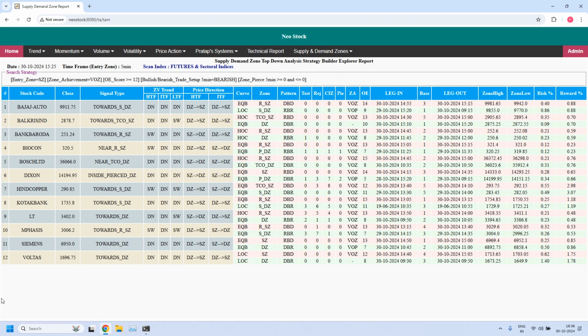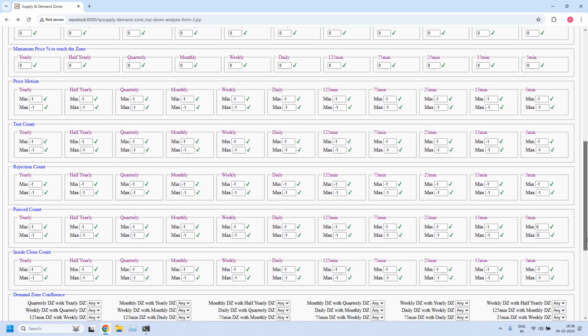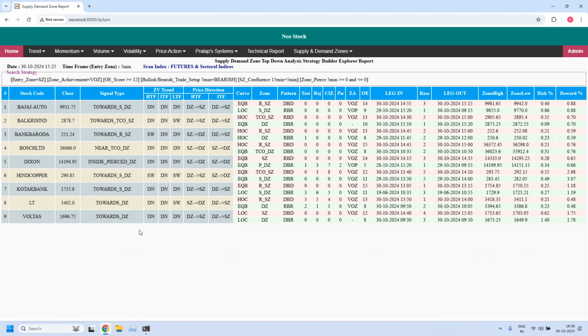Entry time frame 5 minutes, entry zone, supply zone, 5 minute supply zones. In these 5 minute supply zones, there could be some high probability setup supported supply zones available. Let's verify. Now, first let us look for LTF, ITF zone confluence. In the supply zone confluence, 5 minute supply zone with 15 minute supply zone confluence, filter is enabled. With this filter, we got 9 stocks. Out of 12, 9 stocks are having the 5 minute supply zones as part of the 15 minute supply zone. And in this 15 minute supply zone, the ITF trend is a downtrend.